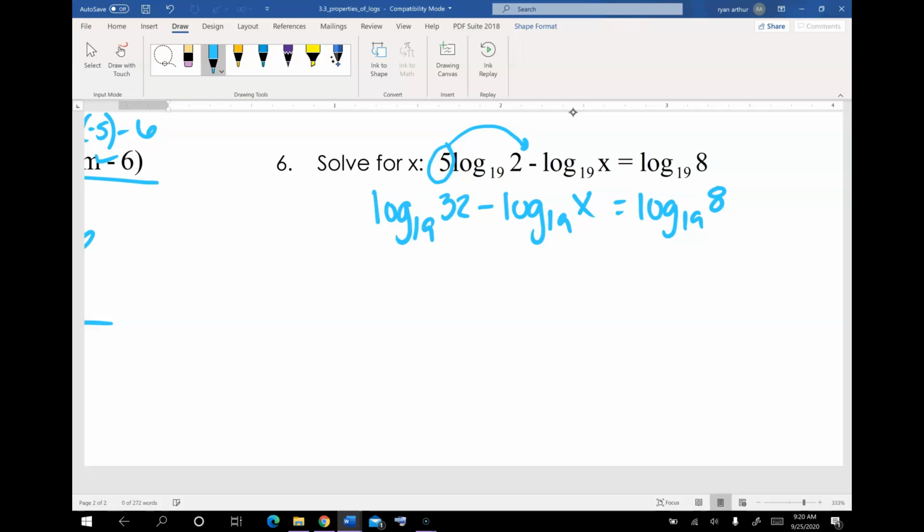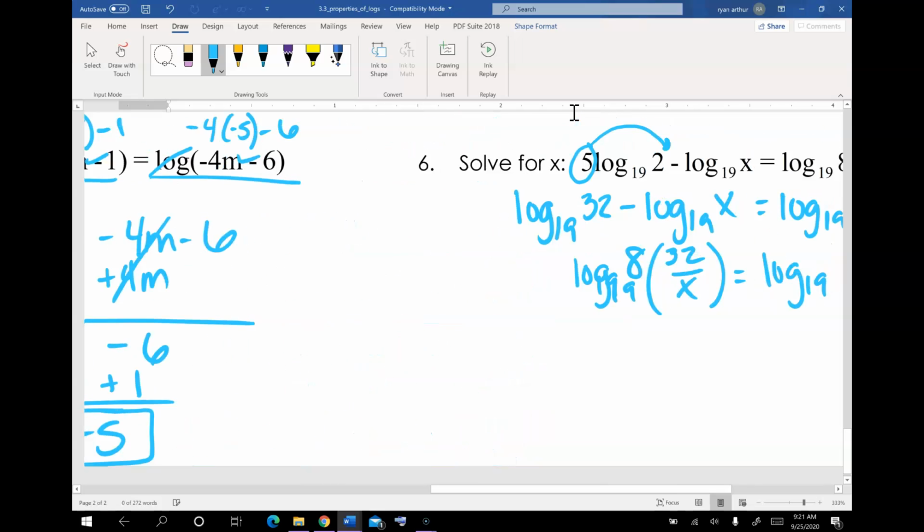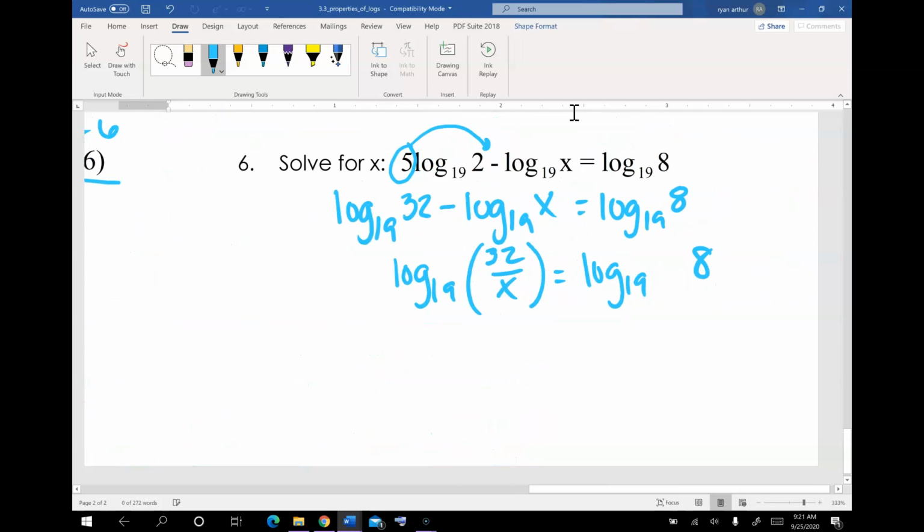Now, when you're subtracting two logs, you divide. So now I have log base 19 of 32 divided by x is equal to log base 19 of 8. Now I'm back to what we've been doing over here, two single logs. So I can set their insides equal to each other, okay?